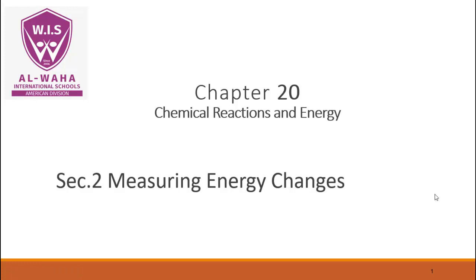Today we will continue chapter 20, chemical reactions and energy, and section 2 is talking about measuring energy changes. In the last session we talked about the two types of chemical reactions that depend on heat: endothermic reaction and exothermic reaction. The difference is that exothermic reactions release energy and endothermic reactions absorb heat energy. But now we will talk about how to measure energy changes.